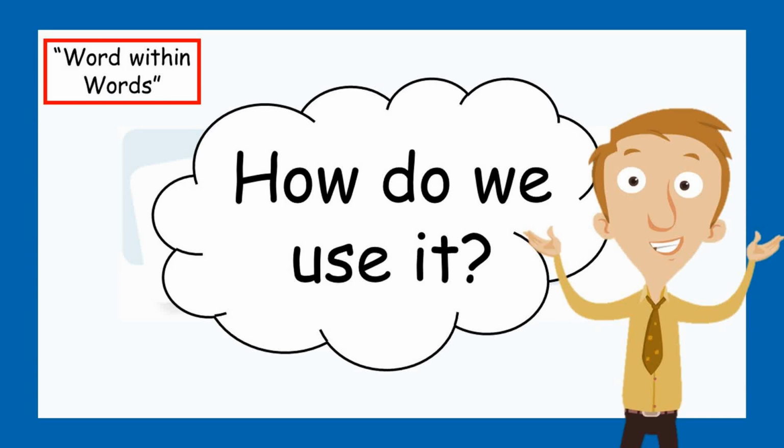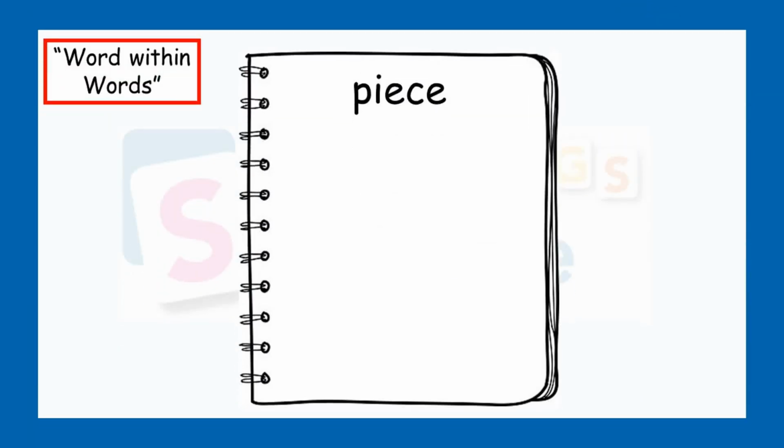So, how do we use this strategy? Well, let's take a look at a new word and we'll go through the steps from the start on how we would use it. Let's say that one of my spelling words for the week is peace, and I just can't seem to remember how to spell it. Well, I'm going to use the Words Within Words strategy to help me remember how to spell it.